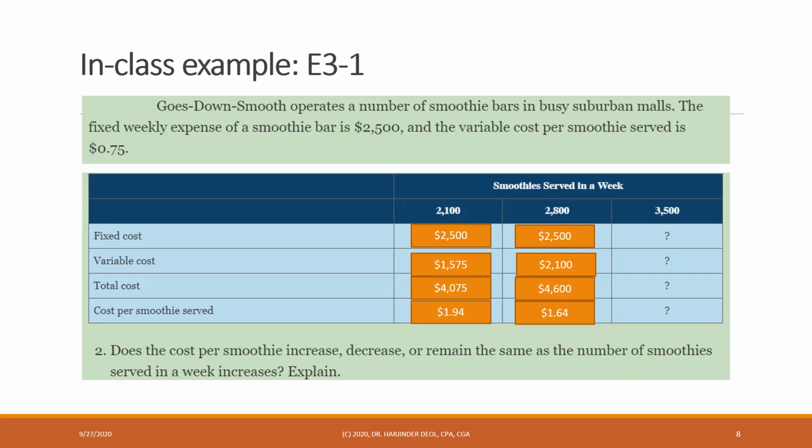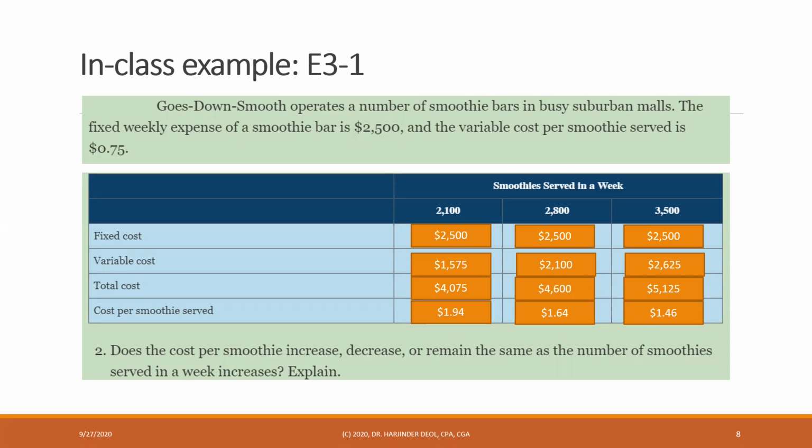So with 3,500 smoothies, our fixed cost is still remaining the same, but our total variable cost is 75 cents multiplied with 3,500 smoothies, and our total cost then becomes $5,125. So that total cost divided by the activity level gives us per unit smoothie cost of $1.46.